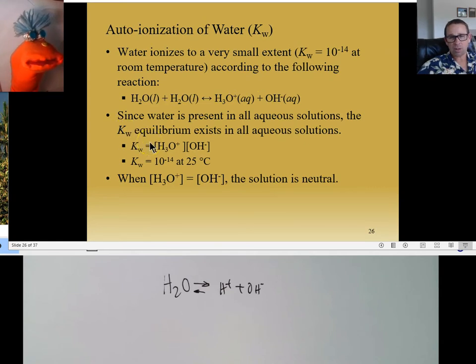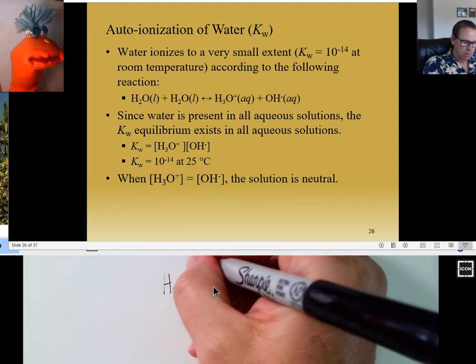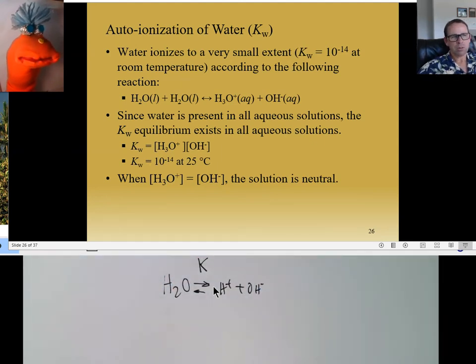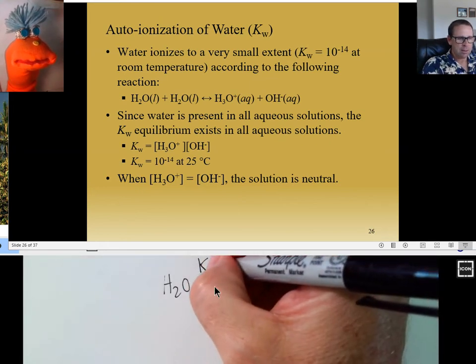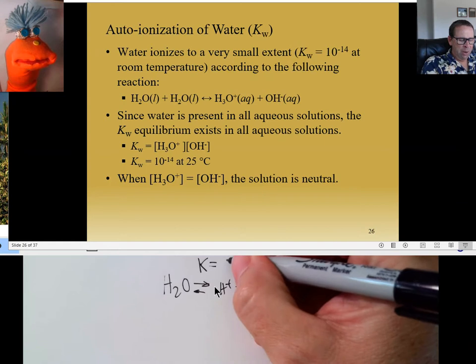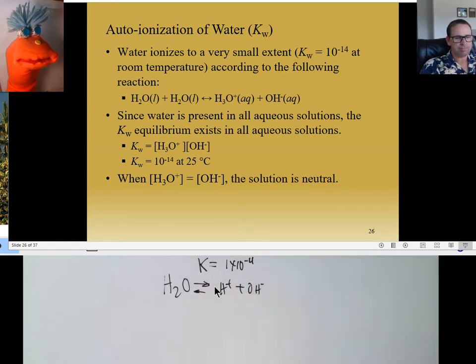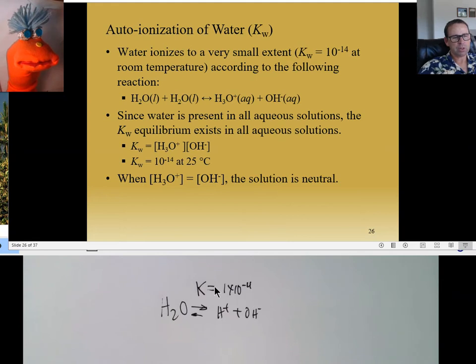Because this occurs and because it's in equilibrium, we have a K value. Do you remember what the K value is? That tells you about the concentrations of the reactants and products at equilibrium. Very good. And the K value here is 1 times 10 to the minus 14. So the K for water auto-ionization is 1 times 10 to the minus 14.